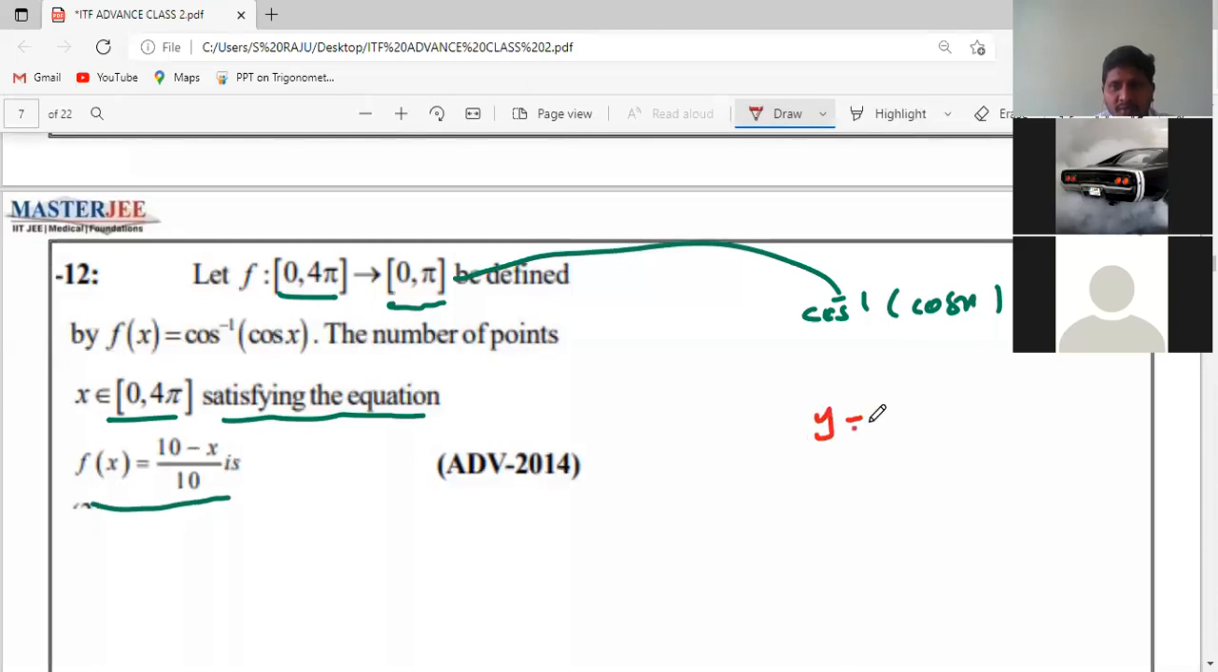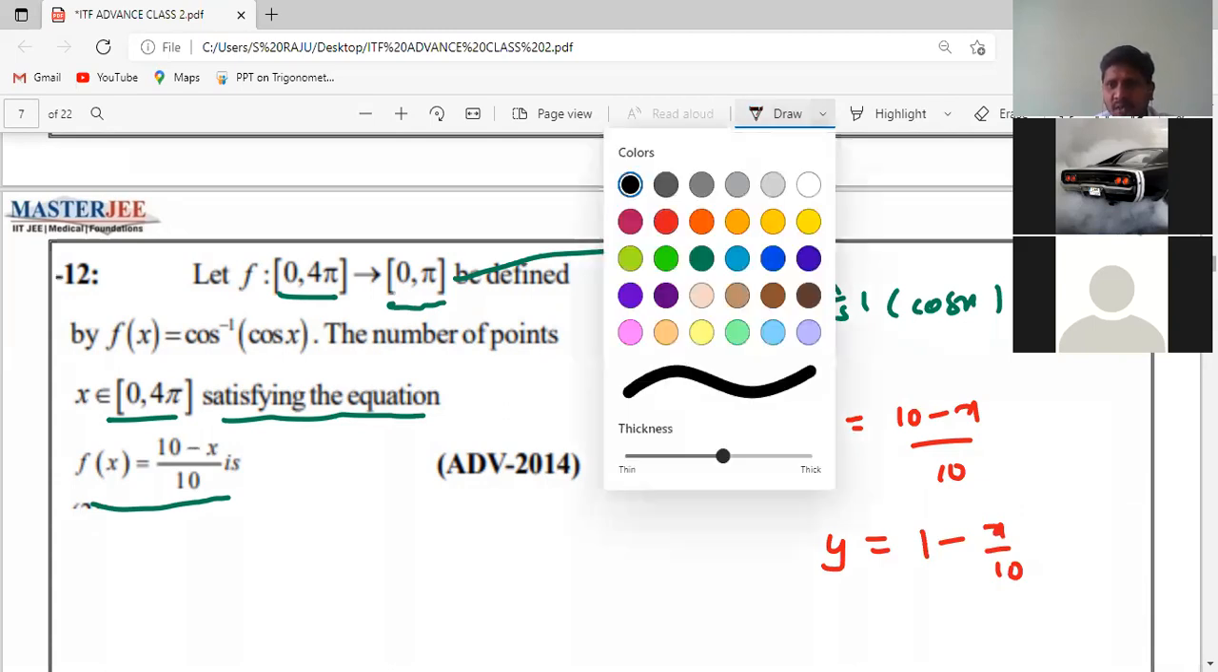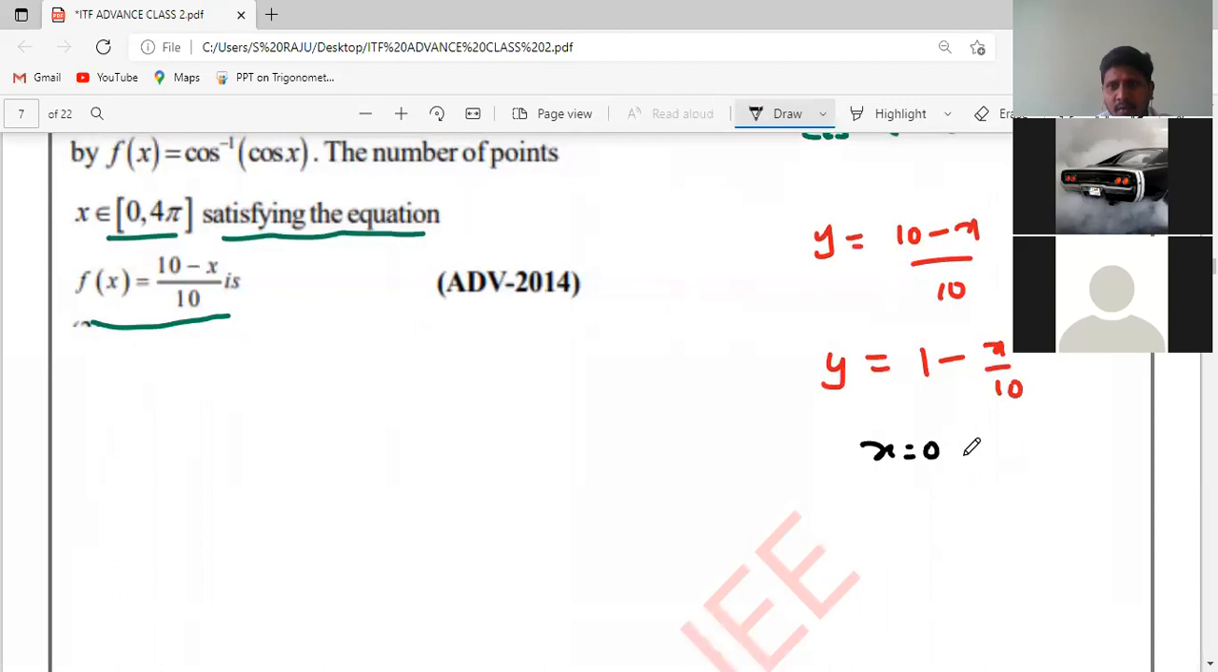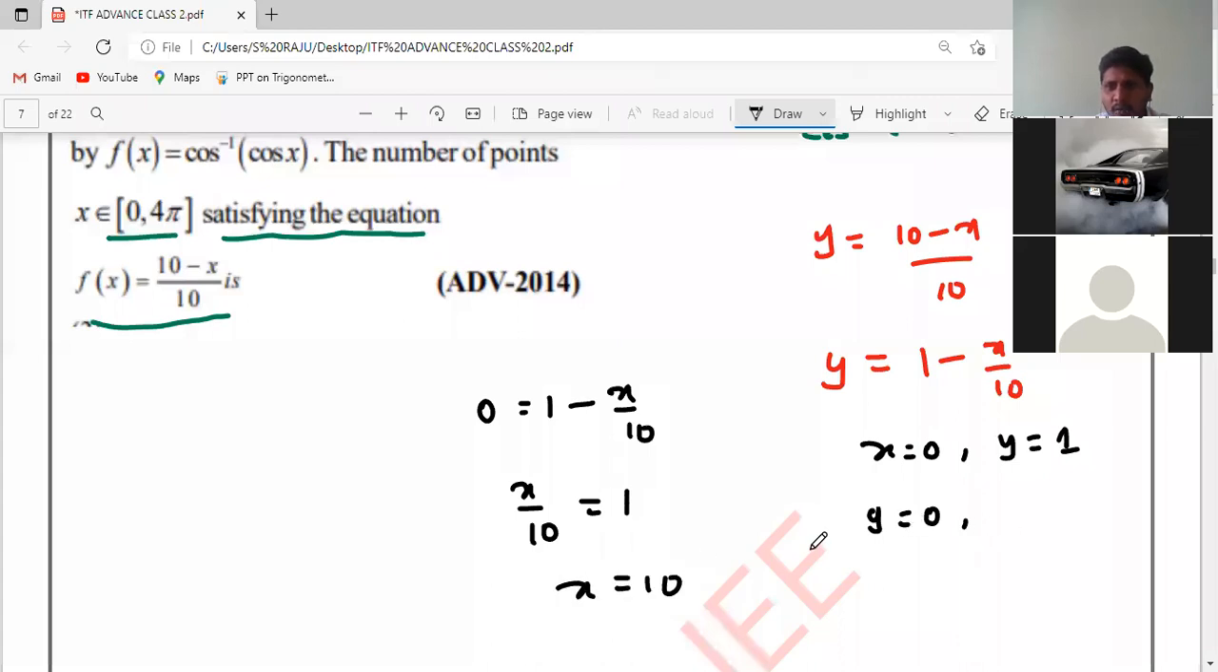question, f of x, nothing but y is equal to 10 minus x by 10. So 10 by 10, 1 minus x by 10. Okay, this is the equation. When I substitute x is equal to 0, what is the y value? X is equal to 0, y value will be 1. Then y is equal to 0. What about the x value here? 0 is equal to 1 minus x by 10. So x by 10 is equal to 1. So x is equal to 10, y is equal to 0. So the intersection points on the x and y axis are, one is 0 comma 1 and another one is 10 comma 0.